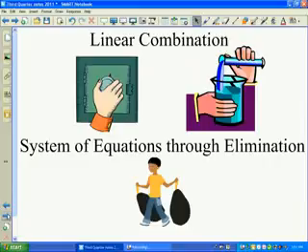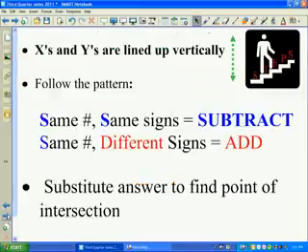So the title for the notes today is linear combination. Notice the little combo, putting something in, getting some mixture. Or it's also called system of equations through elimination. So we need to take something out in order to solve for the other variable, hence the little trash bags.